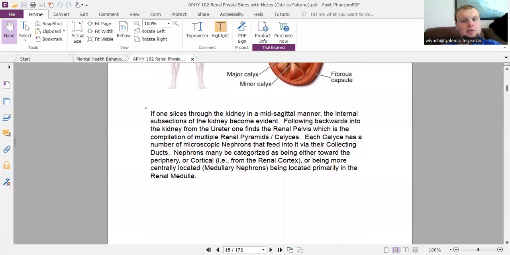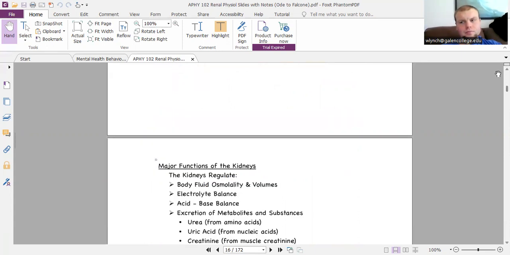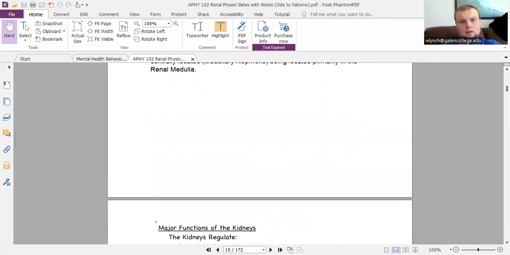So if we take a mid-sagittal view of the kidney, this is what that would look like.